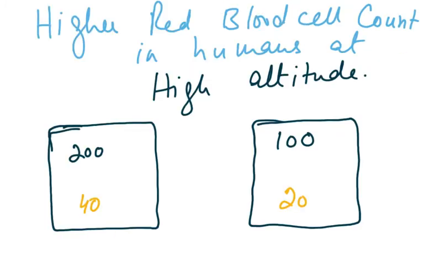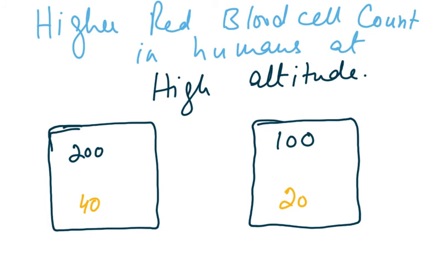Now we come to a topic of the syllabus. It says higher red blood cell count in humans at high altitudes. Now let's look at a room here in Lahore and a room somewhere at an altitude, like a place in Murree, and look at the difference that I've shown.